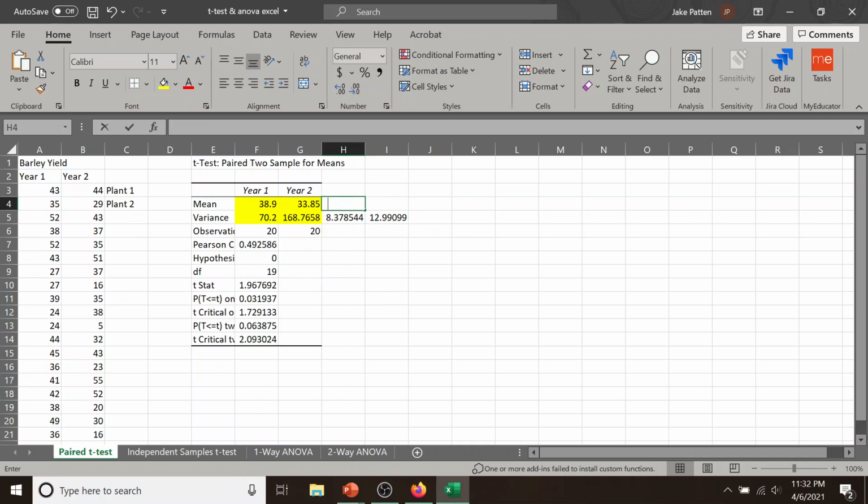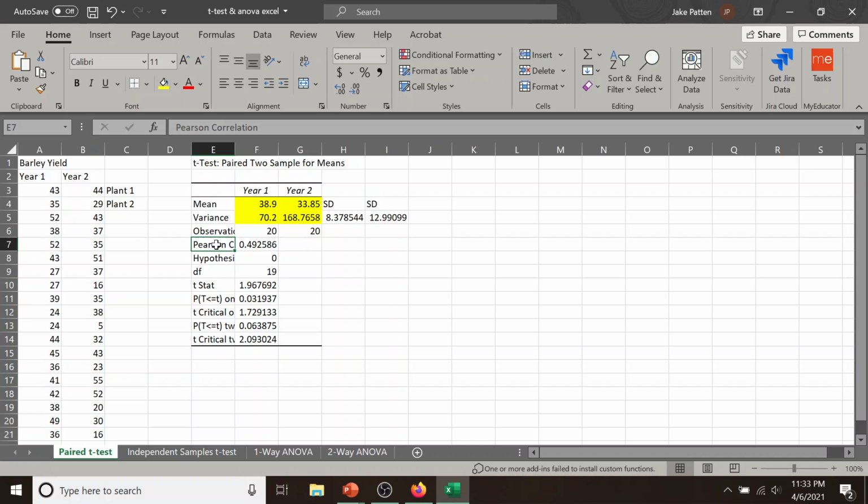So we could just write these in. There we go. Observations. Just check this to make sure that you have 20, or however many observations you have with whatever you're working with. This is just good to look at.